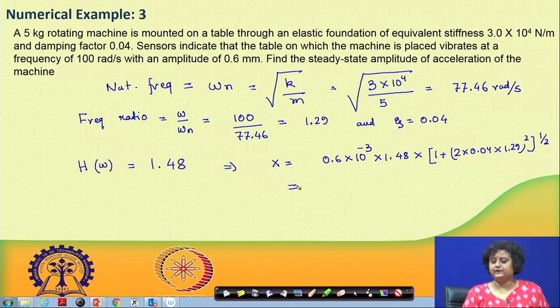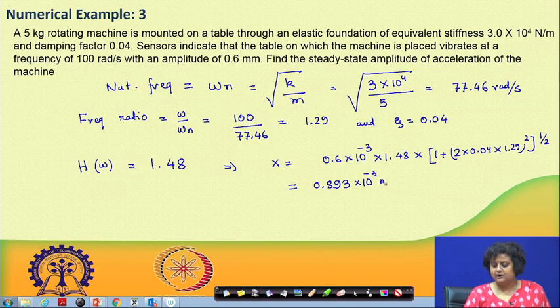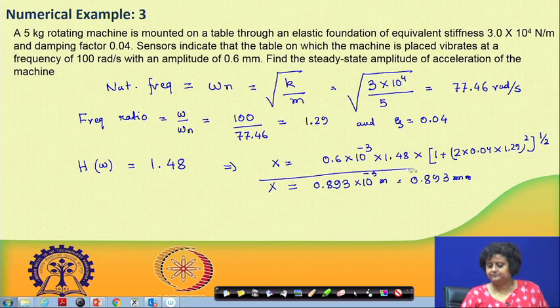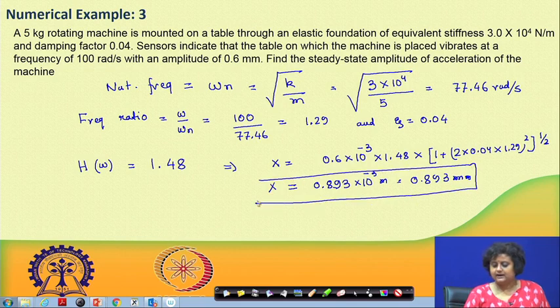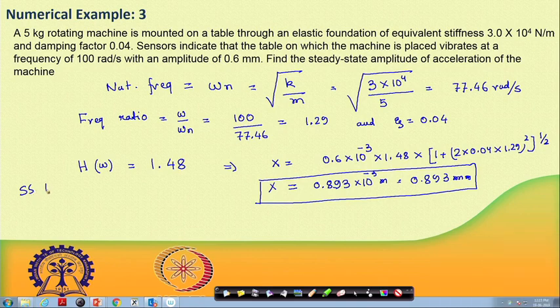If you evaluate these numbers, you will get that the displacement that comes out is 0.893 into 10 to the power minus 3 meter, or 0.893 millimeter. So, this is the steady state amplitude. But the problem asks us to find out the steady state acceleration. So, we need to find out the steady state acceleration.